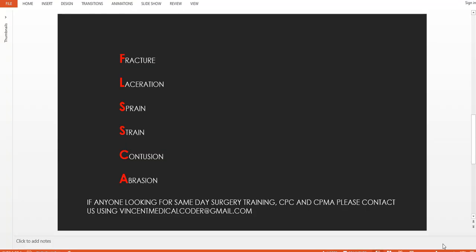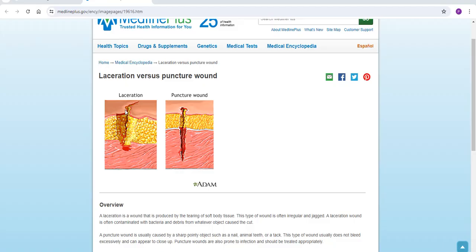Next, we need to understand what a laceration is. A laceration is a wound that is produced by tearing of soft body tissue. During lacerations the soft tissue is torn, and it can become infected if we don't treat it, due to contamination with bacteria and other debris. Whenever we have a laceration, we need the physician's help in order to close it. So laceration is the second most severe condition after fracture.